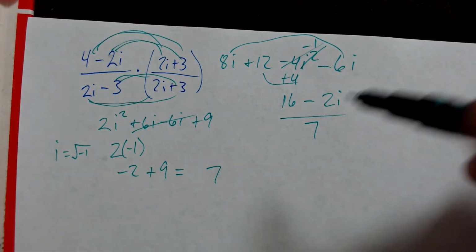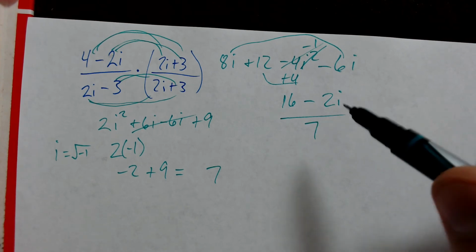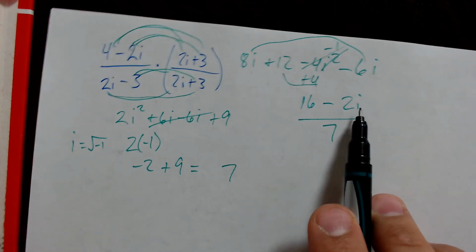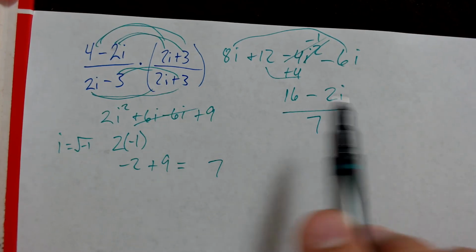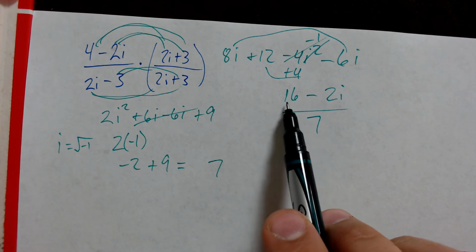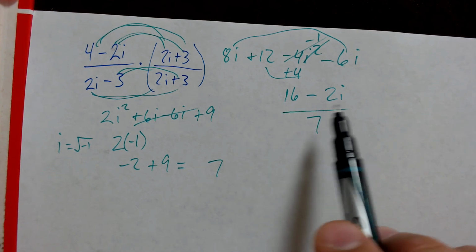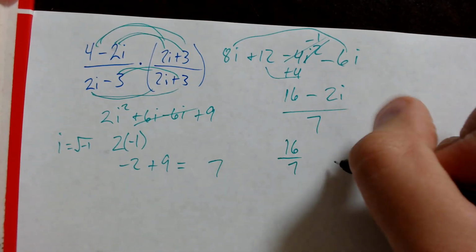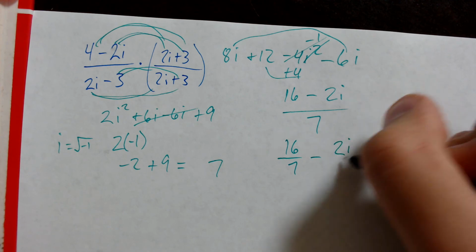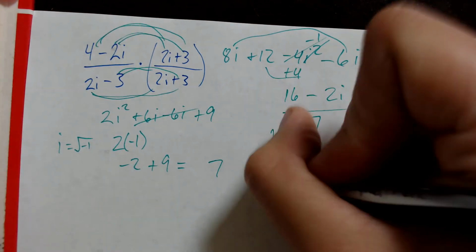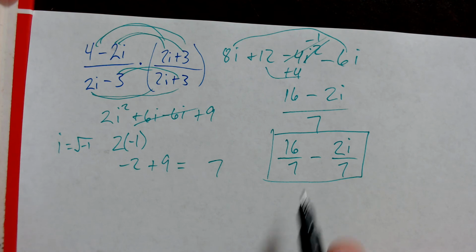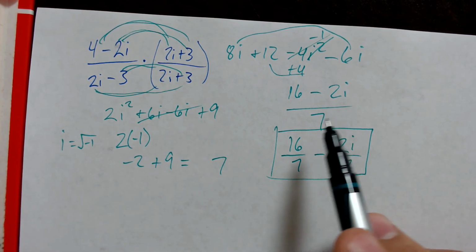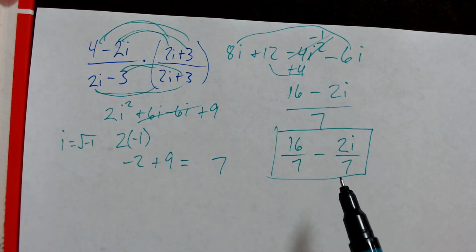Now to write our final answer, when we're dealing with these imaginary numbers, remember we want to go from most certainty to least certainty. However, this entire number is uncertain. So what we do is we split the certain number, or the whole number, away from the imaginary number, and we're going to write it as two fractions. So we'll write it as 16 over 7 minus 2i over 7. And that gives us a better answer that we can work with in the future. So remember, when you write your final answers, don't write them over one denominator, write them over two.